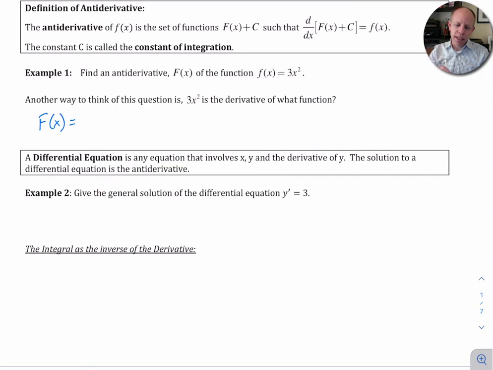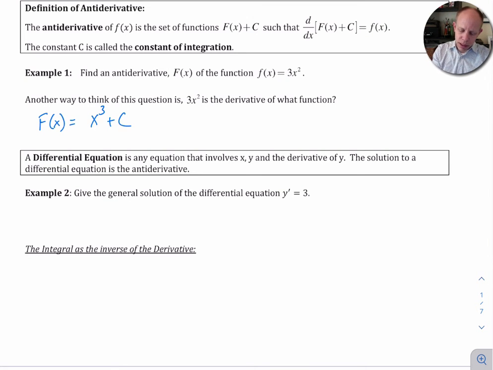And so this should have been x to the third power. Well, now if I take that derivative, that 3 would have moved out in front and times what's there. And that's exactly what I have. And so this is actually the antiderivative.